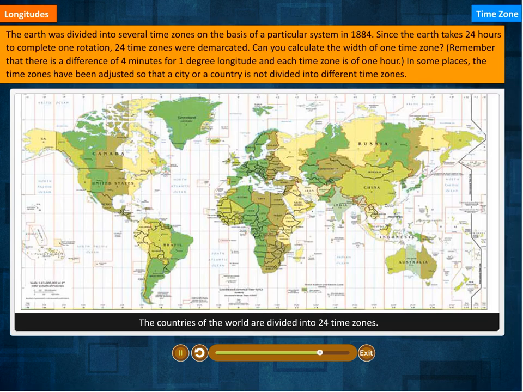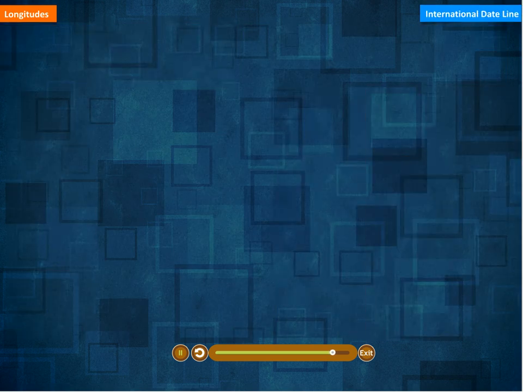Time zone. The earth was divided into several time zones on the basis of a particular system in 1884. Since the earth takes 24 hours to complete one rotation, 24 time zones were demarcated. Can you calculate the width of one time zone? Remember that there is a difference of 4 minutes for 1 degree longitude, and each time zone is of 1 hour. In some places, the time zones have been adjusted so that a city or a country is not divided into different time zones.